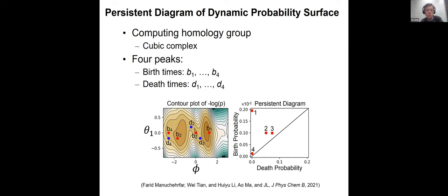What we find is that there are four peaks that are very prominent. We know their birth times and their death times, and that's plotted here. It turns out that the first and second peaks are the reactant basin and the product basin. The third peak is a new peak, and that's very interesting. So it turns out that we can test where the transition states are located.